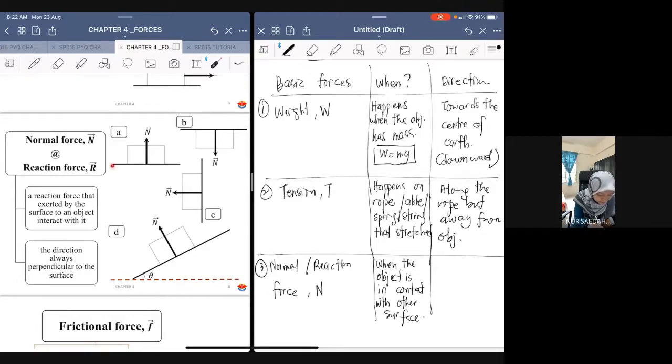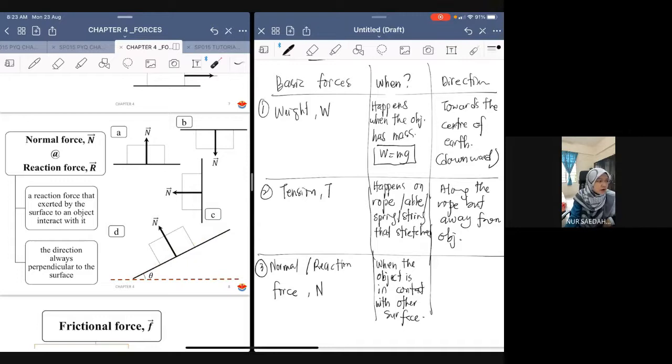So kita tengok contoh dekat sini. Kita tengok contoh A. Okay, so here is the floor. So the object is on the floor, in contact with floor. So there will be normal reaction force for this object. Sama macam cicak. Cicak kita dekat ceiling. Okay, so object tersebut is in contact with ceiling. So there is normal reaction force for that object. Okay, so sama macam wall. Contohnya tangga lah. Okay, so tangga kita bersandar dekat wall. So that ladder is in contact with wall.